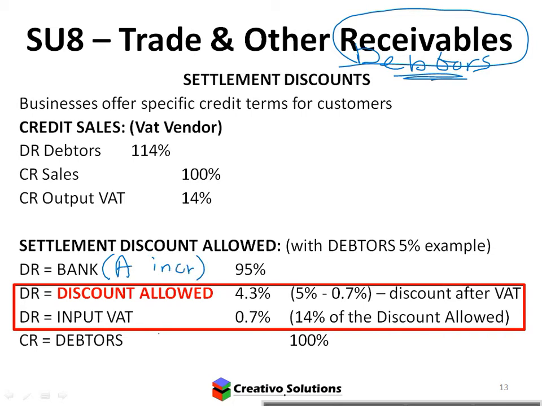What's going to happen to my debtors? It's going to decrease. Why? Because they no longer owe you. They've settled their accounts. So that's just something to consider. We'll see this later when we do practical questions.